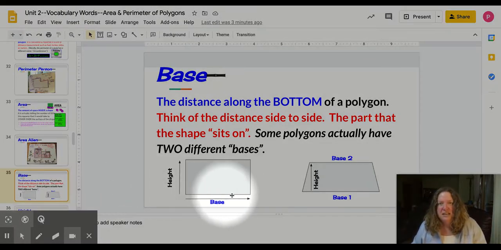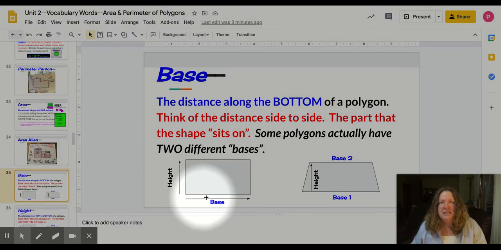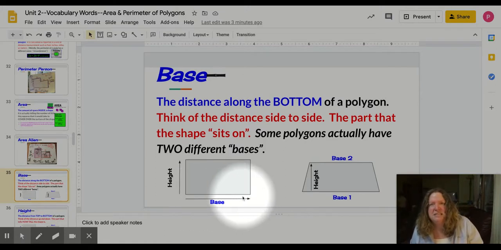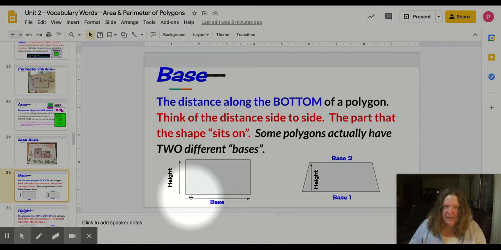There it is. Take a look at this. The base is the distance along the bottom of a polygon. Think about it as the distance from side to side, and it's the part that the shape sits on. We call it the base. It's not the same kind of base like if you have a secret base, and it's not the kind of base like if you're playing baseball and you have to get to a certain spot. This is the part that something sits on, and that's another meaning of the word base.